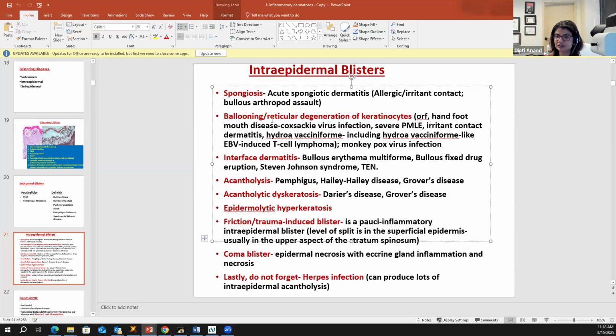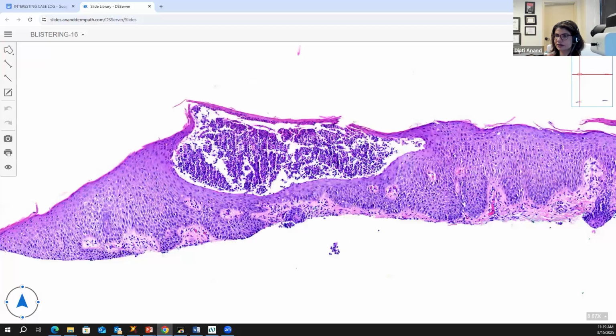So this is also a slide. It is very busy, but it is useful if you go through it in broad strokes. Remember, intraepidermal blister, is it a true cause? By true cause, it could be acantholysis, acantholytic dyskeratosis, or EHK. Or is it a secondary cause, which could be spongiosis or an interface change? This is how you broadly remember. And then they love to ask you about a coma blister, though it's not very common, a friction and a trauma blister. So let's go through the causes of your intraepidermal blister under the microscope.